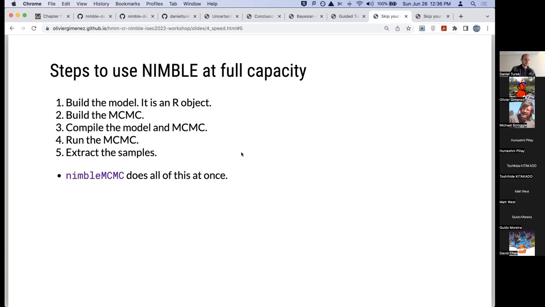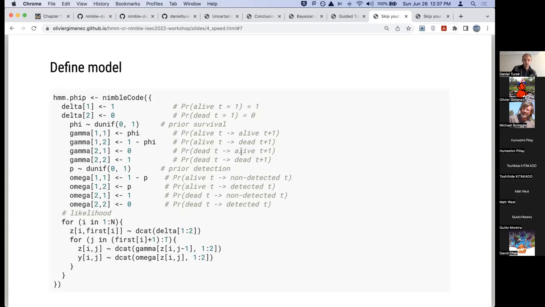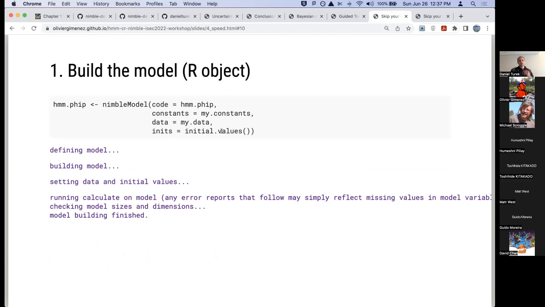We're going to go back to the original Dipper data CJS model for this, and just use this as an example. Here's the model code, once again running it using nimbleMCMC right there. But the full workflow of doing this, like I said, first takes these model components, the code, the constants, the data values, and creates what's called a Nimble model object here, HMM.phi.p for the phi and p parameters. So this just creates the model.